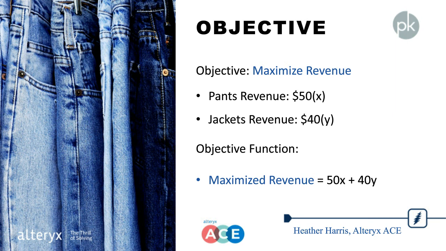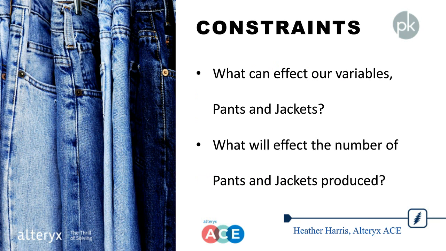Now you might remember, but wait, Heather, there are some things about this. We can't just throw in any X and any Y, and that's exactly what we're going to figure out today: what do I want my number of pants and my number of jackets to be to get the most revenue out of this equation? And so now we need to dig a little bit deeper. What does affect our variables? What does affect the number of pants and jackets that I can actually make?